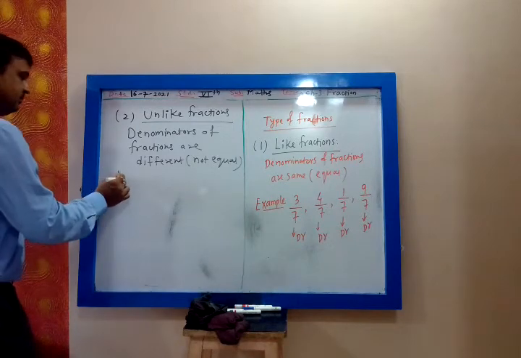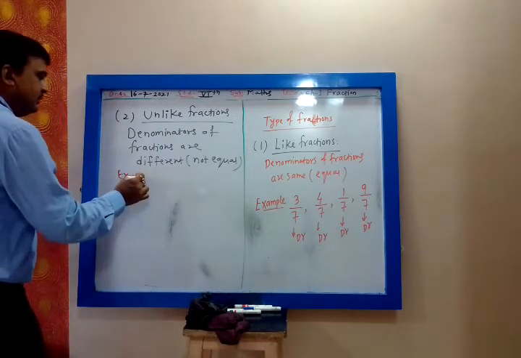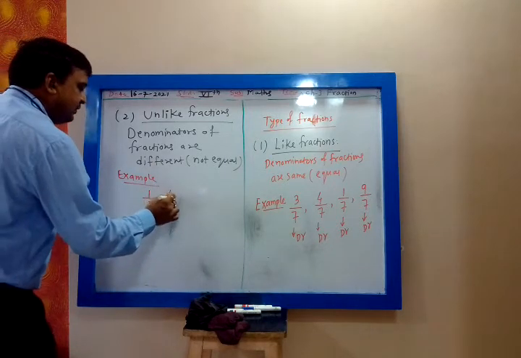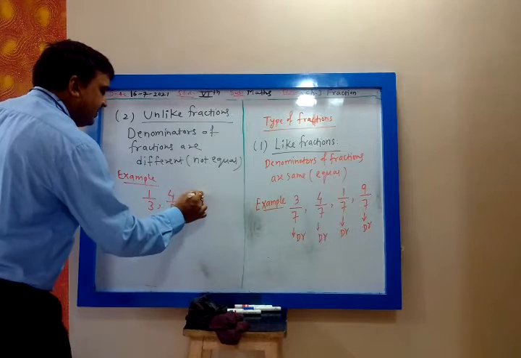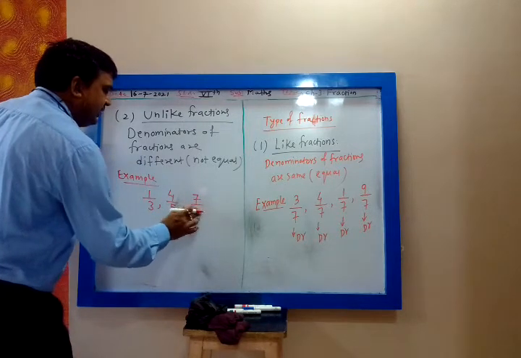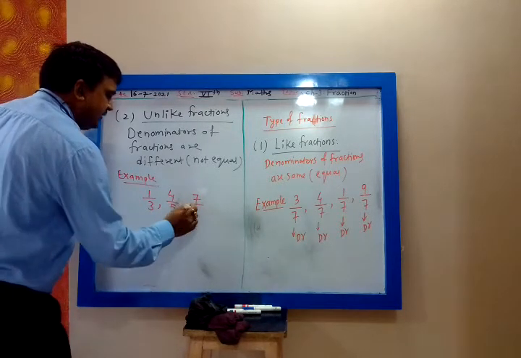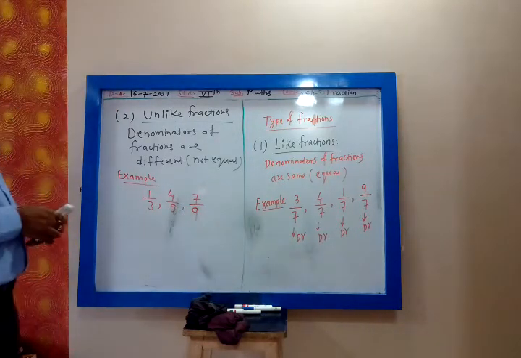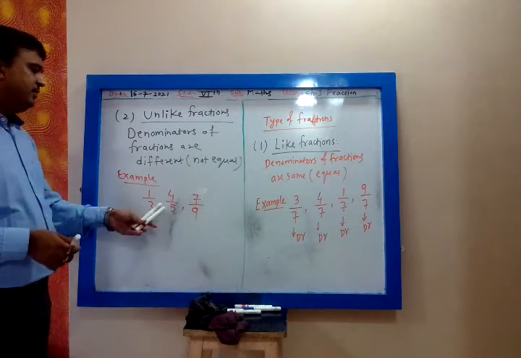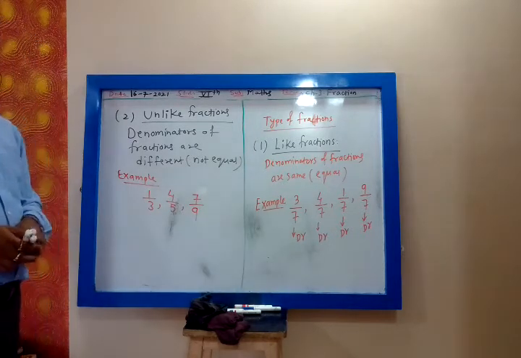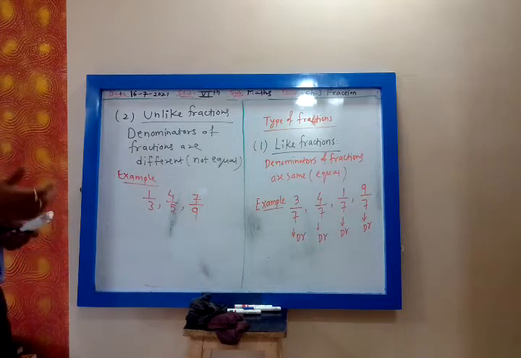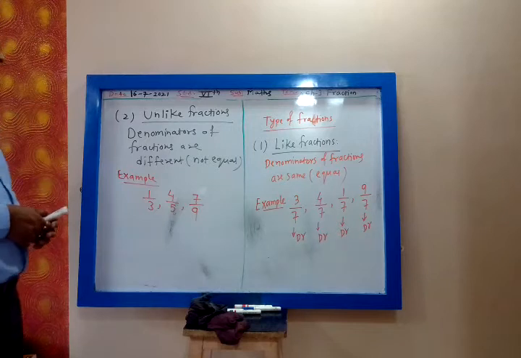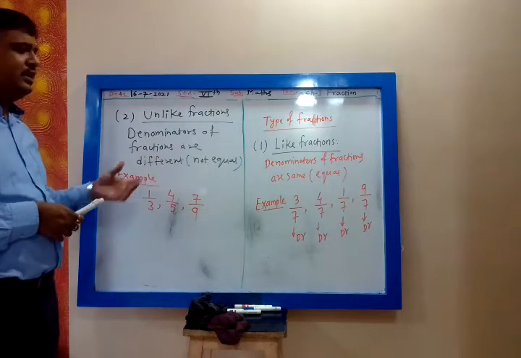For example, 1/3, 4/5, 7/3, 7/9. They are unlike fractions because the denominators are different: 3, 5, 9. So if the denominators of the fractions are equal, they are like fractions. If the denominators are different, unequal, they are unlike fractions.